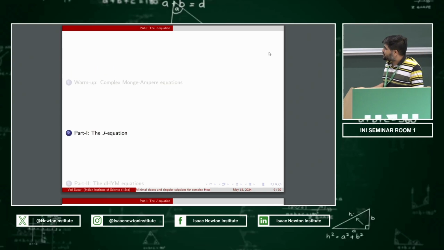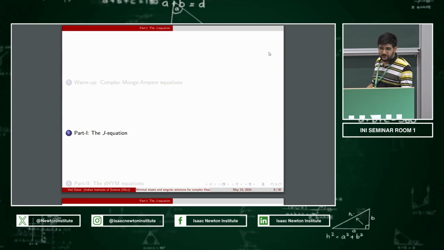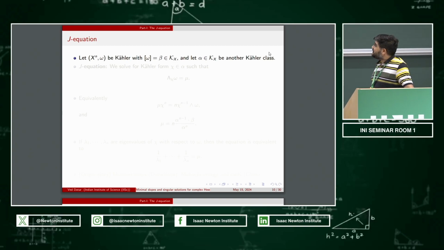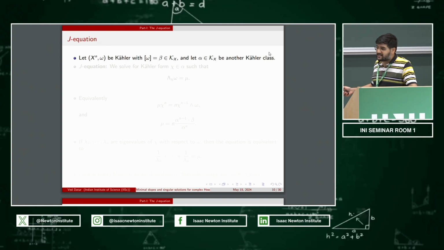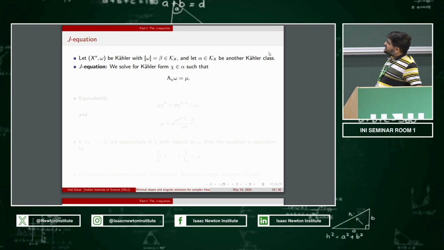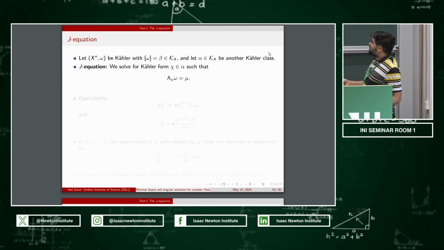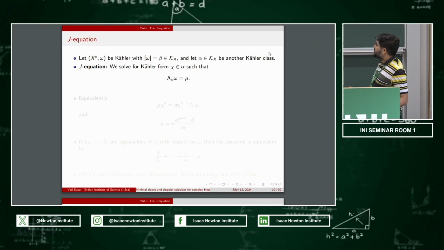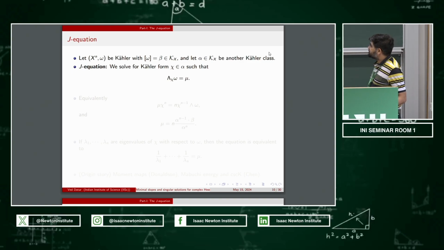Right. So with this motivation, let's now move over to the J equation. The setup now is that again, (X, omega) is going to be a fixed Kähler manifold with beta being the class of omega. And now alpha is going to be another Kähler class. So then in the J equation, we actually solve for a Kähler form chi in alpha so that the trace of omega with respect to chi is mu.